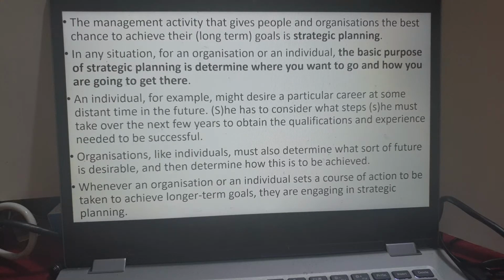be good citizens. Now, organizations, like individuals, must also determine what sort of future is desirable and then determine how this is to be achieved. Whenever an organization or an individual sets a course of action to be taken to achieve long-term goals, they are engaging in strategic planning.